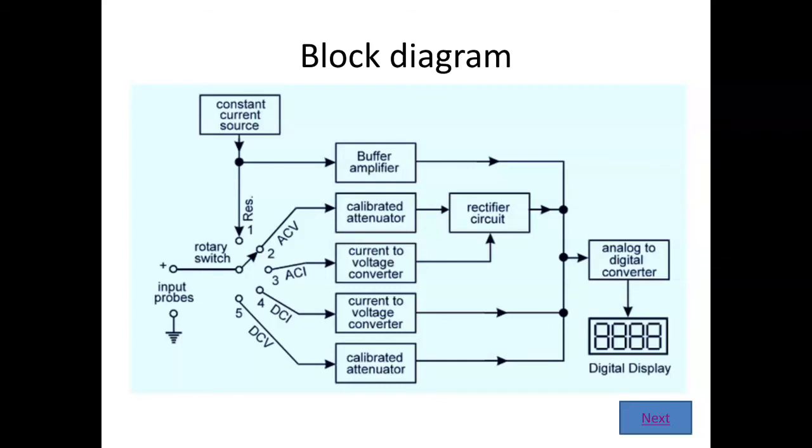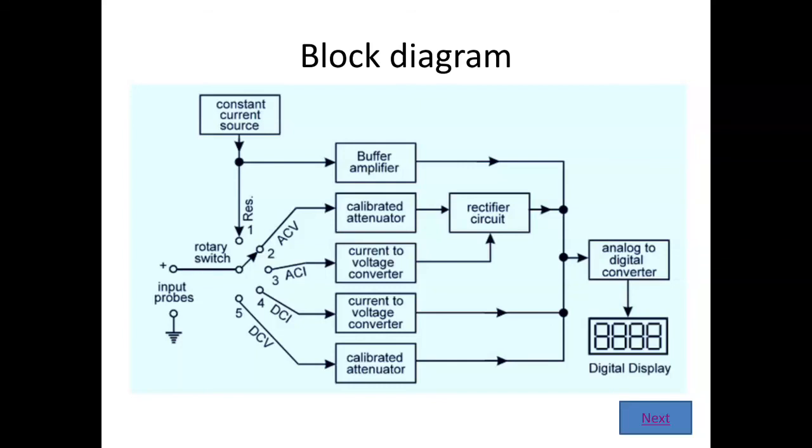If you're going to see, this constant current source is very much essential to measure the resistance value. BF is nothing but your buffer amplifier. It is used to join 2 stages where there is any loading effect. If there is some loading effect, this buffer amplifier is used, and that is given to your analog to digital converter, and on the display it will be shown what is the perfect value.